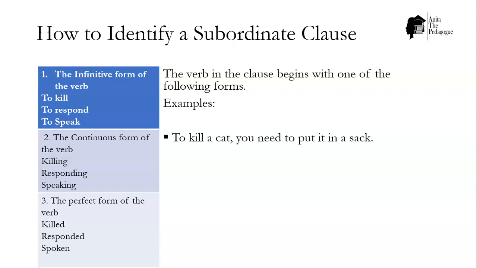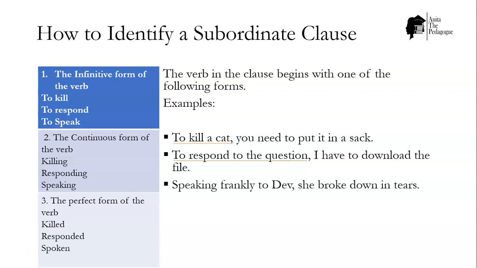To kill a cat, you need to put it in a sack. So here, to identify your subordinate clause, you realize that it begins with the infinitive form of the verb kill, which is to kill a cat. So that is the subordinate clause here. Let's take a look at our next example. To respond to the question, I have to download the file. How do we identify the subordinate clause here? It begins with the infinitive form of the verb respond, that is to respond. So the subordinate clause here is to respond to the question.